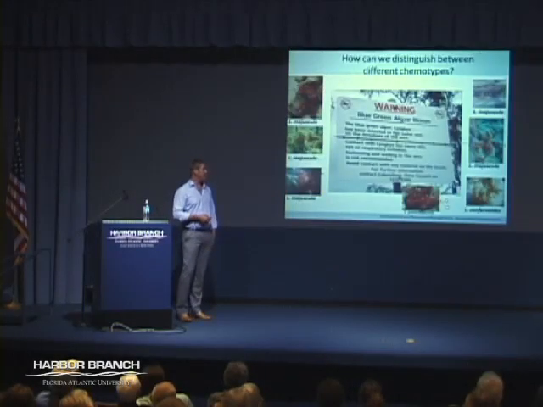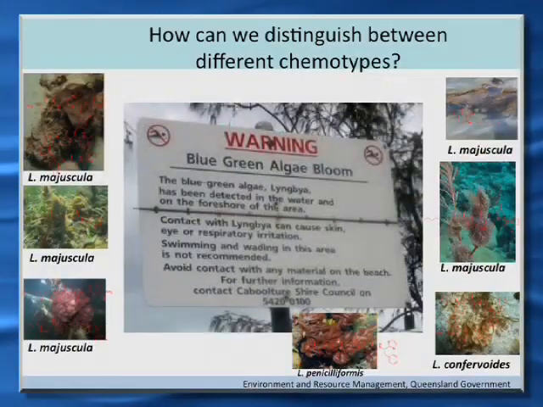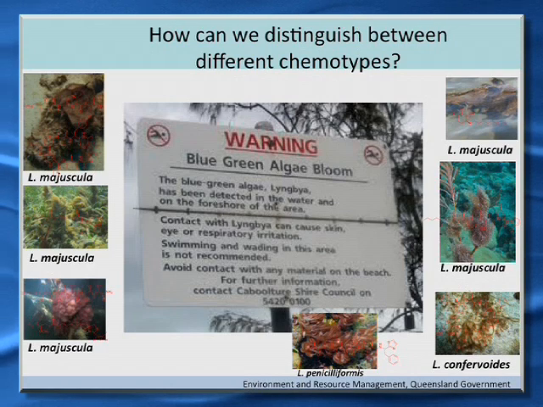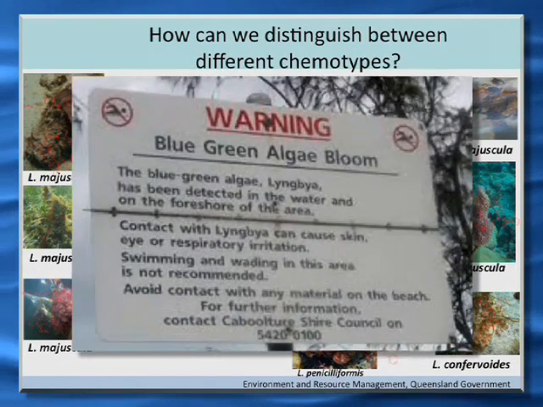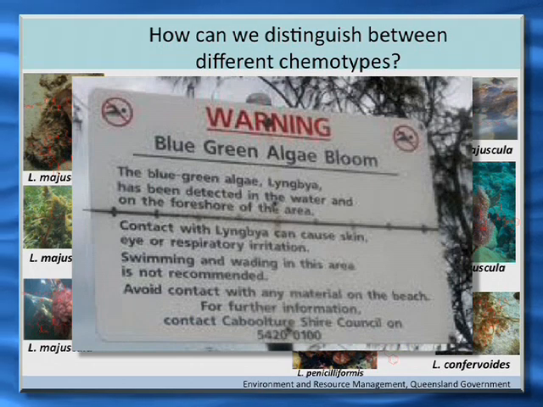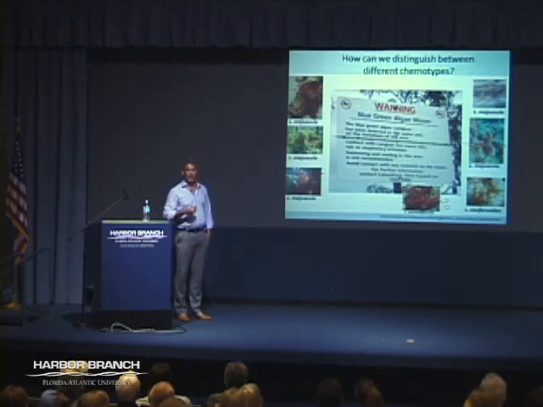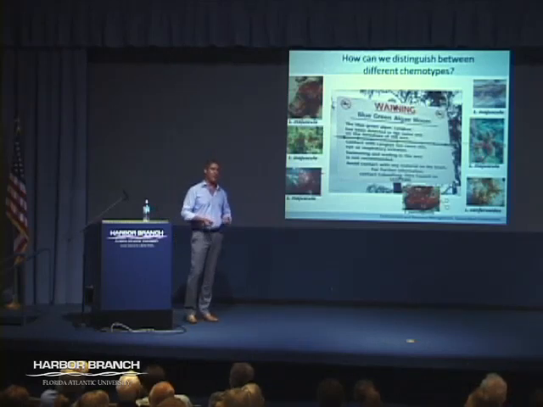So what I'm interested in is, can we distinguish these different chemotypes? If you see a big bloom outside Harbor Branch here, for example, can we predict what kind of chemicals it's going to produce? Can we say this is going to be bad, we have to close off the beach like they have done in Australia here? This sign is basically the warning for Lyngbya blooms. Can we predict if these are going to have a bad effect on us, or if there could actually be something good that we should extract for biomedical properties? And the answer to that right now is no, because we don't have any way of distinguishing these different chemotypes.